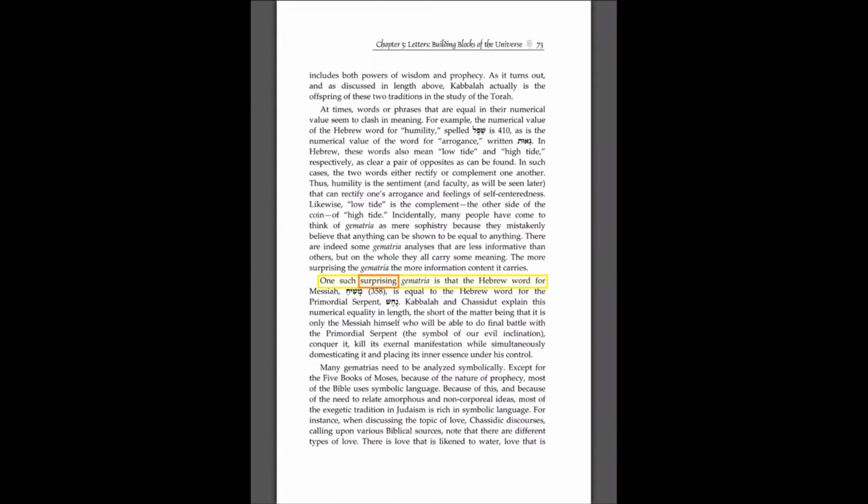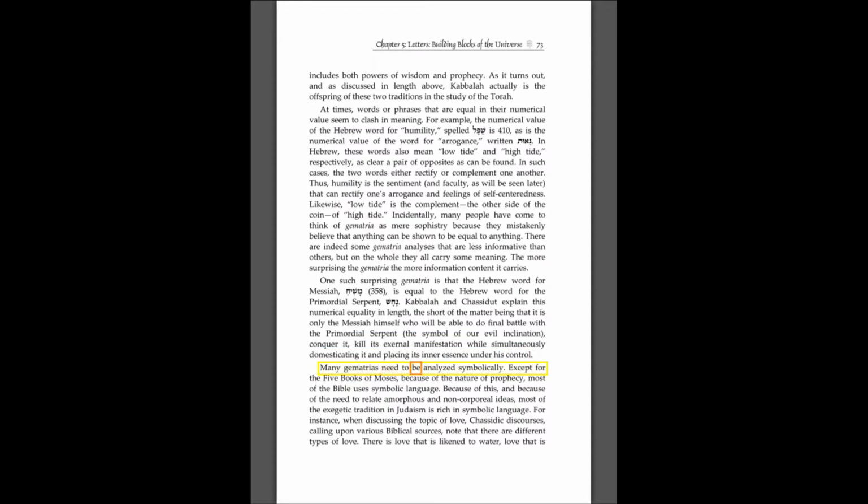One such surprising Gematria is that the Hebrew word for Messiah, 358, is equal to the Hebrew word for the primordial serpent. Kabbalah and Chassidut explain this numerical equality at length, the short of the matter being that it is only the Messiah himself who will be able to do final battle with the primordial serpent, the symbol of our evil inclination, conquer it, kill its external manifestation while simultaneously domesticating it and placing its inner essence under his control.